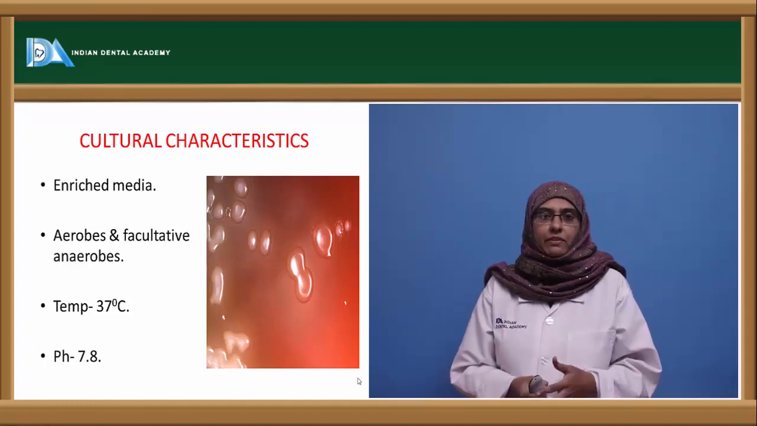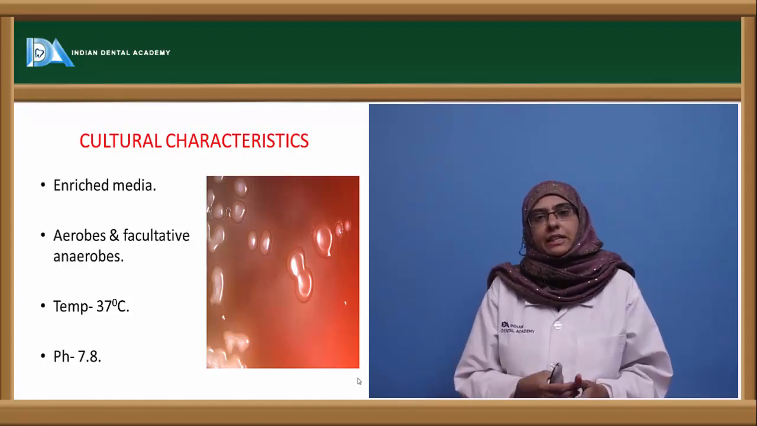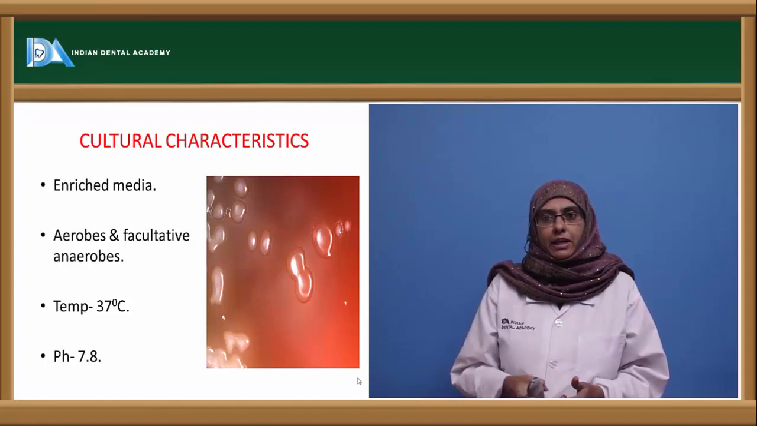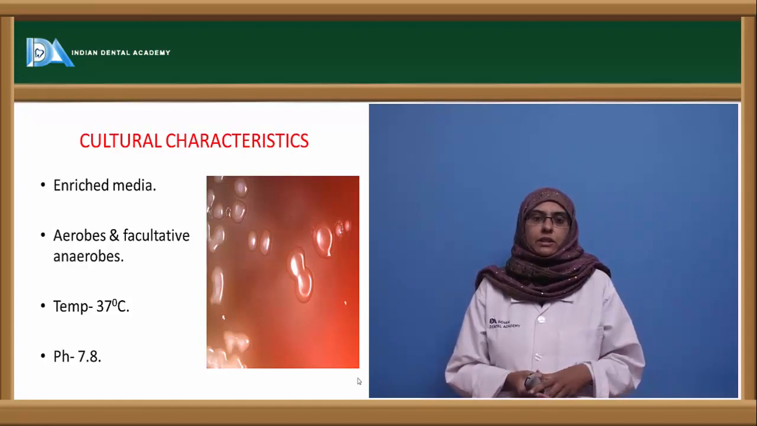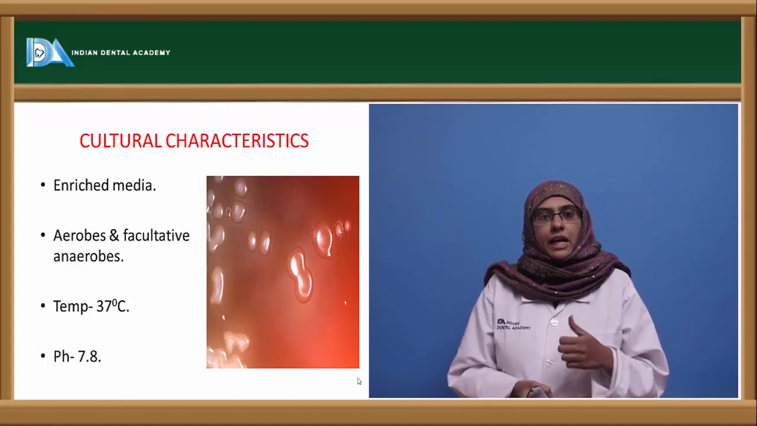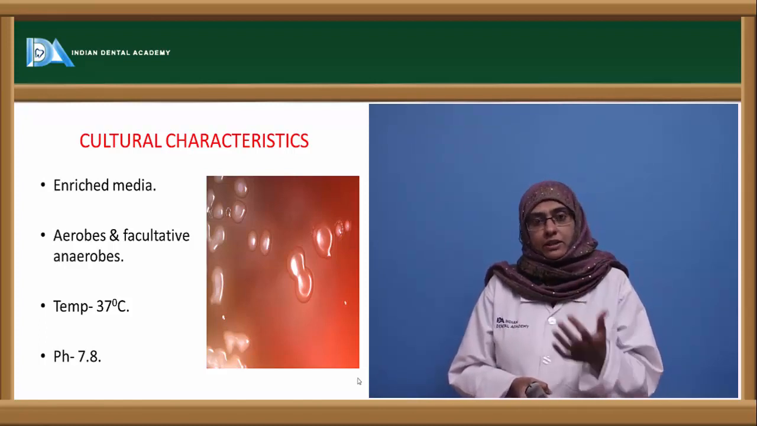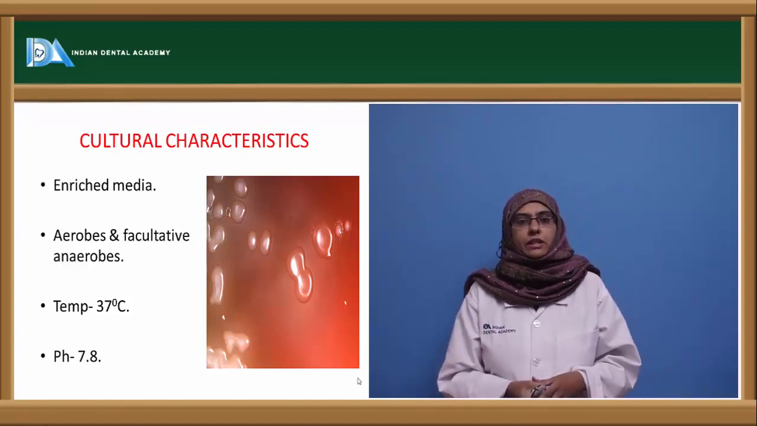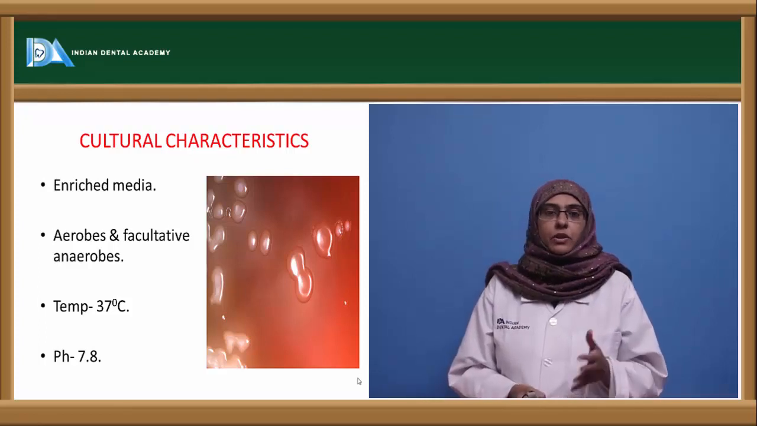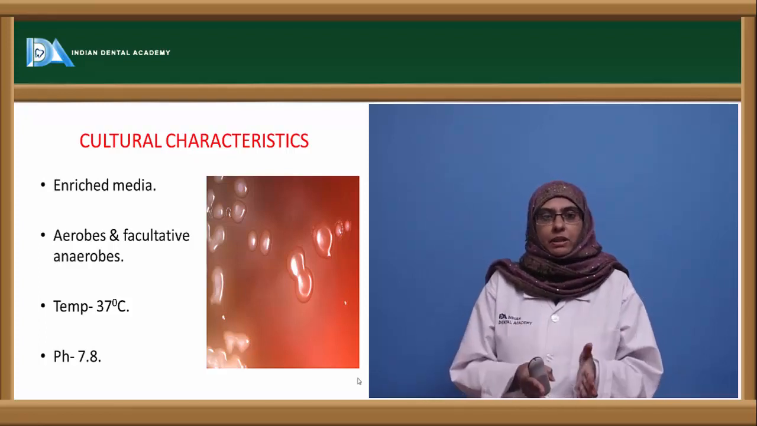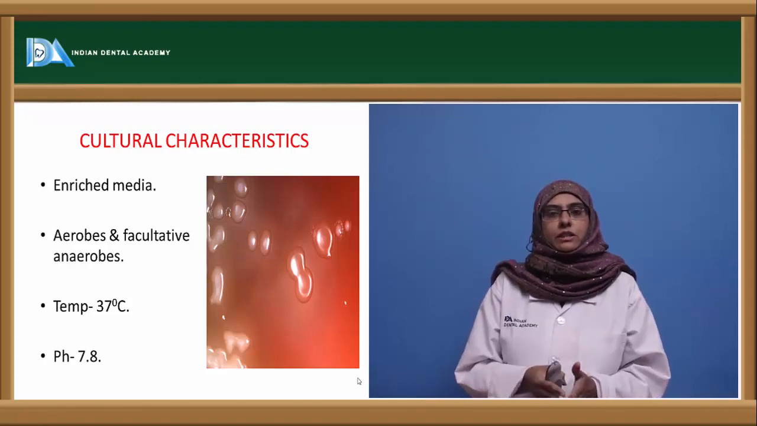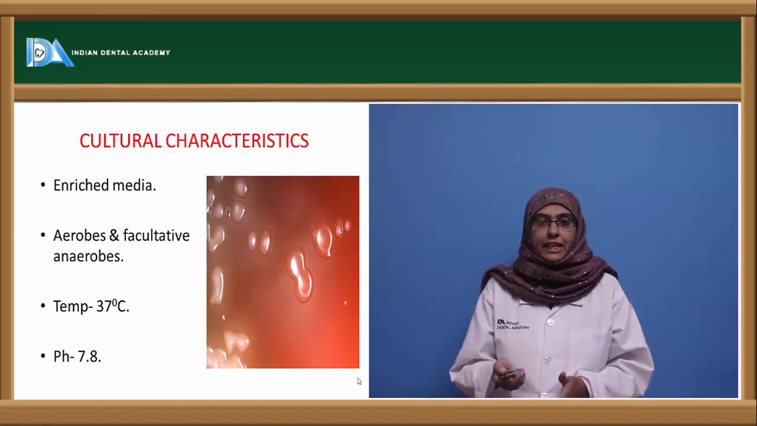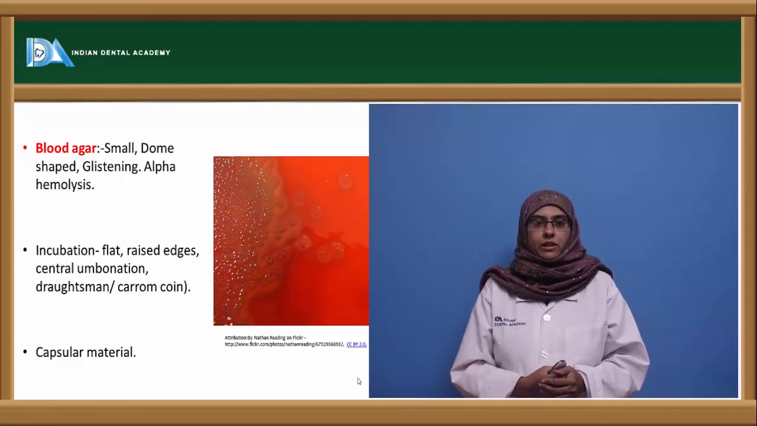An enriched medium is one where we enrich the medium by adding special ingredients such as blood, serum or egg. For this organism, we usually isolate it on blood agar. The organisms are aerobes and facultative anaerobes, that is, in the presence or absence of oxygen, they have the ability to survive. The optimum temperature for growth is 37 degrees centigrade, ranging from 20 to 40, and the optimum pH is around 7 to 8, or 7.8, where you can isolate this organism in the media.